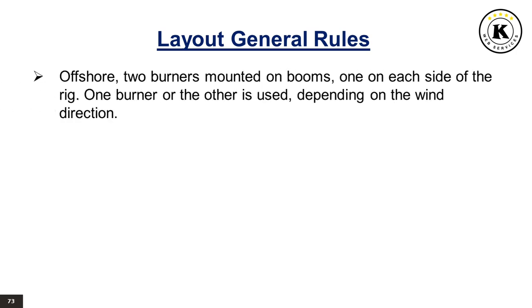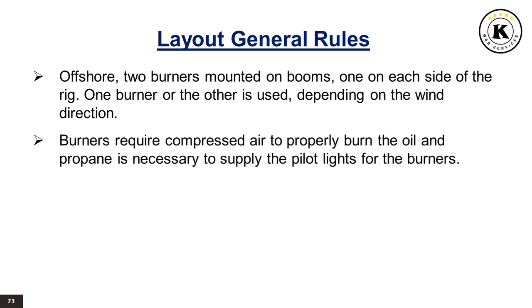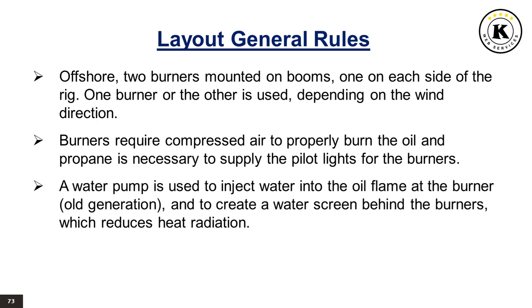Offshore, two burners are mounted on booms, one on each side of the rig. One burner or the other is used, depending on the wind direction. Burners require compressed air to properly burn the oil, and propane is necessary to supply the pilot lights for the burners. A water pump is used to inject water into the oil flame at the burner, in the old generation, and to create a water screen behind the burners, which reduces heat radiation.